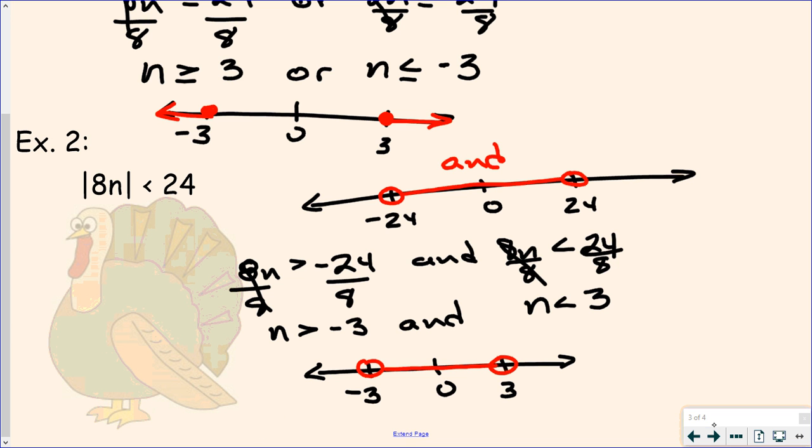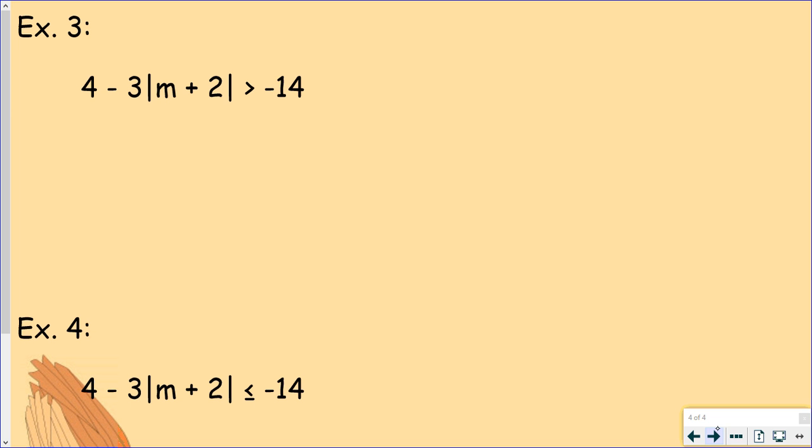All right, so let's look at one more example. All right, so this one we need to do a little work. We need to get the absolute value piece by itself. Now, I'm just going to warn you ahead of time. Remember, there's a rule when you're solving inequalities that if the variable is being multiplied or divided by a negative number, then you have to flip the inequality.